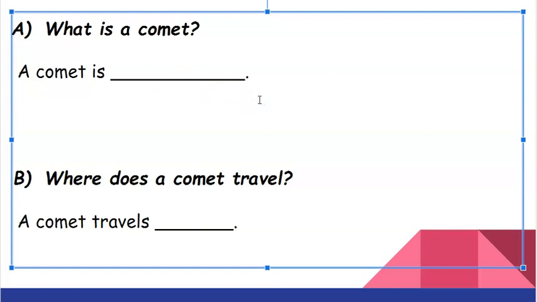That is your work today, my friends. I want you to answer both questions using a complete sentence and text evidence. What is a comet? And where does a comet travel? If you need to, you can go back and reread the story again to find your text evidence. Can't wait to see this work?